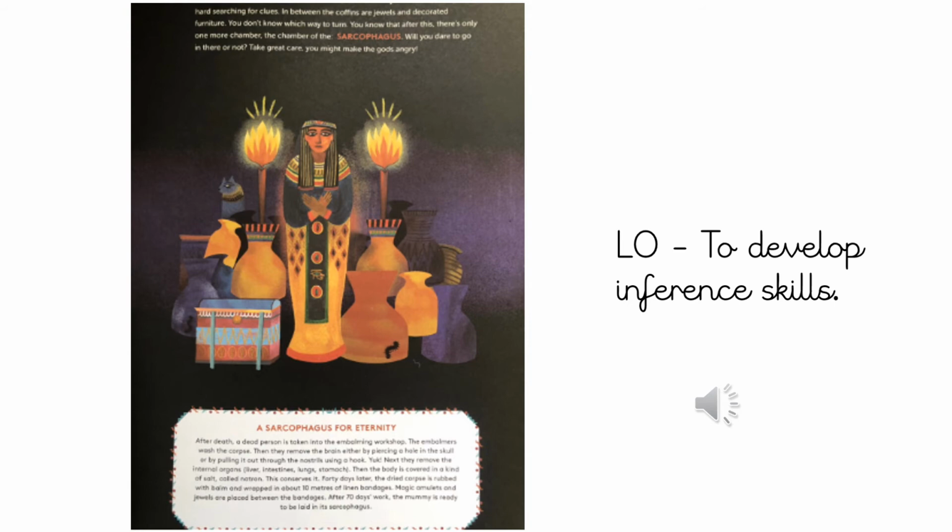This conserves it. 40 days later, the dried corpse is rubbed with balm and wrapped up in about 10 meters of linen bandages. Magic amulets and jewels are placed between the bandages. After 70 days' work, the mummy is ready to be laid in its sarcophagus.